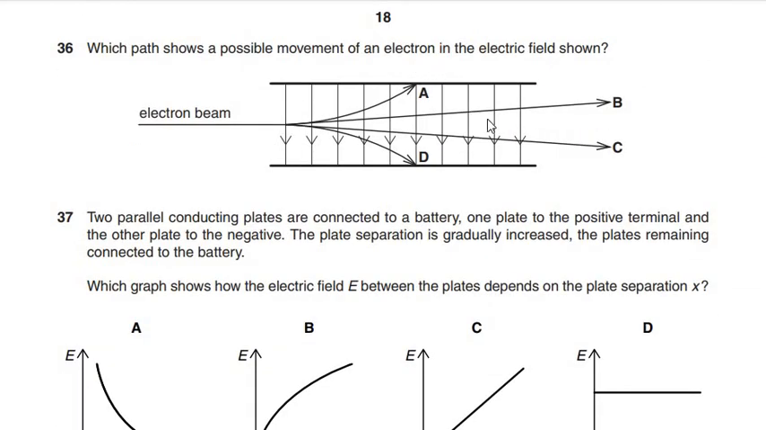All right, question 36. Which shows the possible movement of an electron in an electric field? So always remember, field lines represent the direction of force acting on a positive charge, which means what? Field lines always travel from higher potential to lower potential. This is going to be the positive plate and this is going to be the negative plate. So the electron will obviously move upwards. So if it moves upwards, our possible answers are B or C.